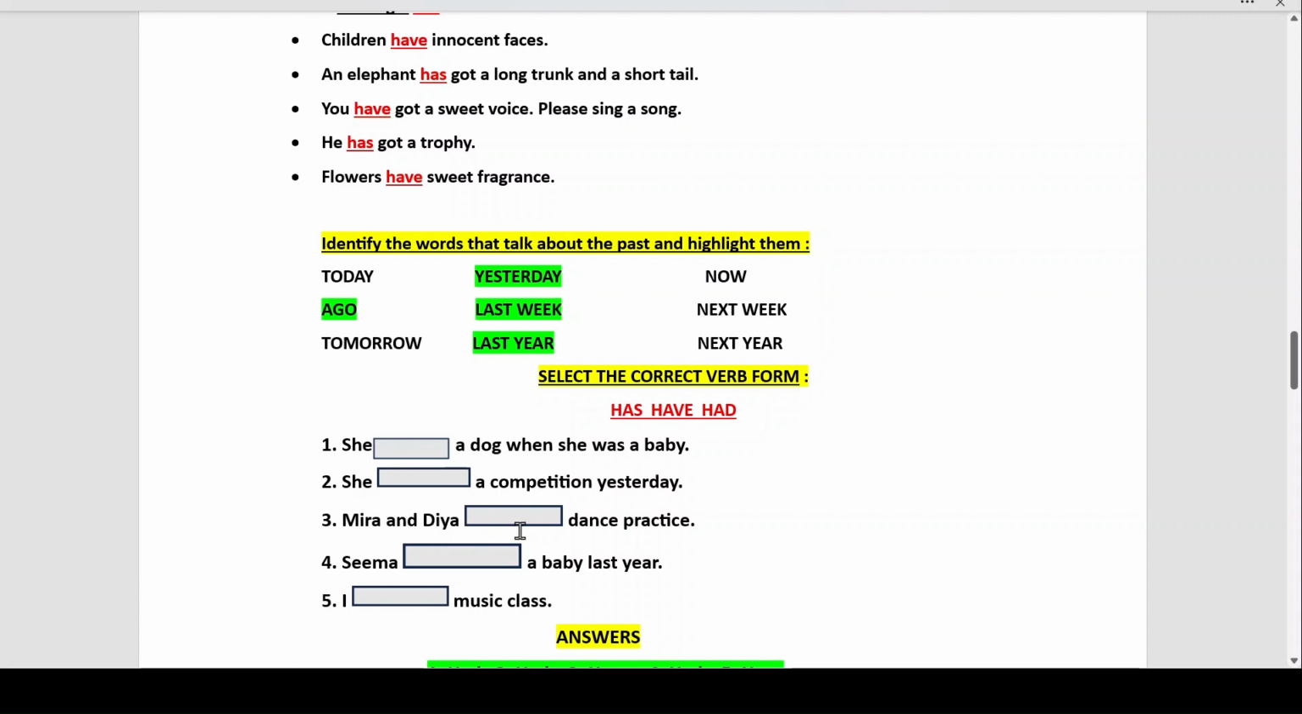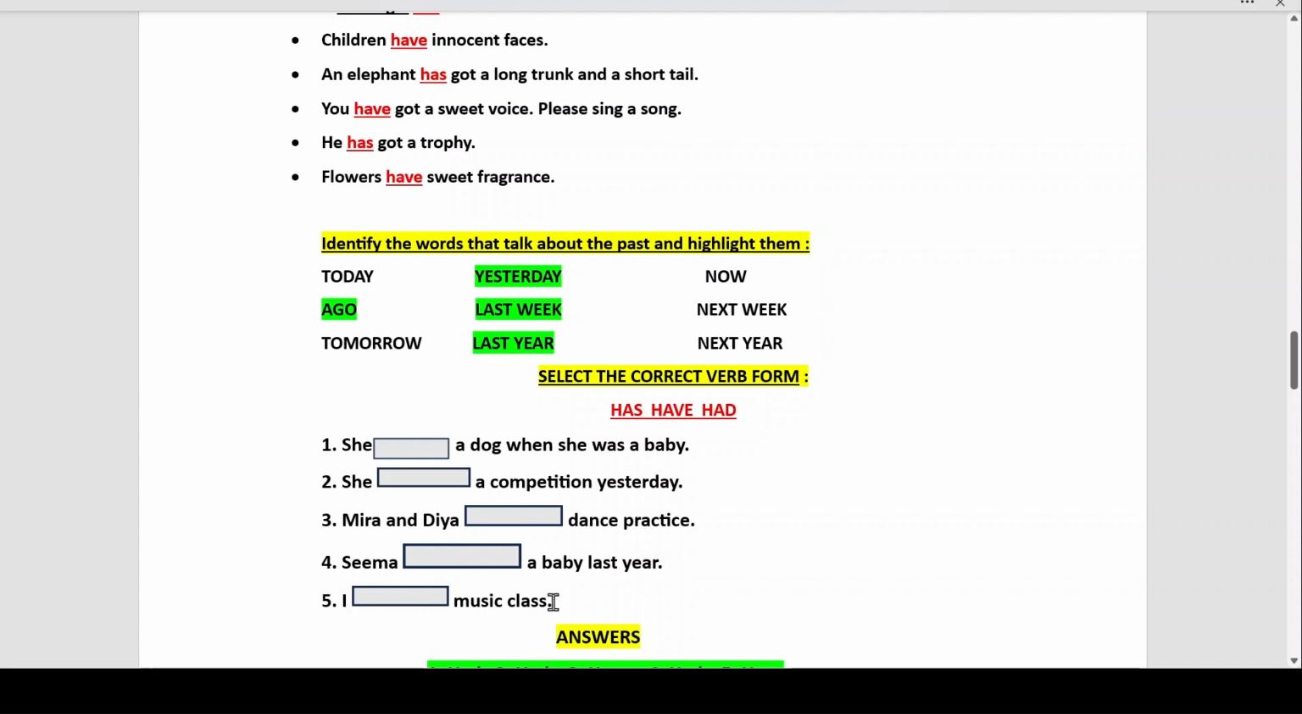Meera and Diya dash dance practice. What is our subject? Meera and Diya. More than one, a plural subject. So, Meera and Diya have dance practice, because we use have after plural subjects. Seema dash a baby last year. Seema is a singular subject, third person, but because last year is referring to the past, we use had. Seema had a baby last year.